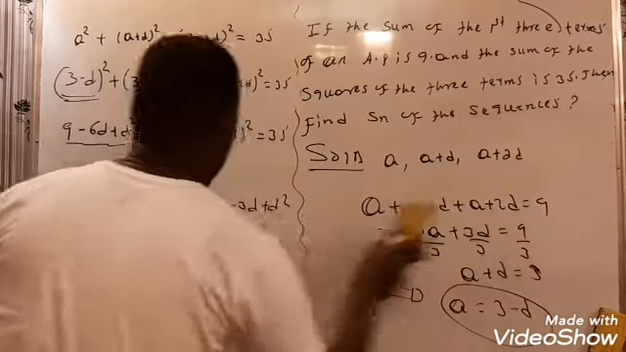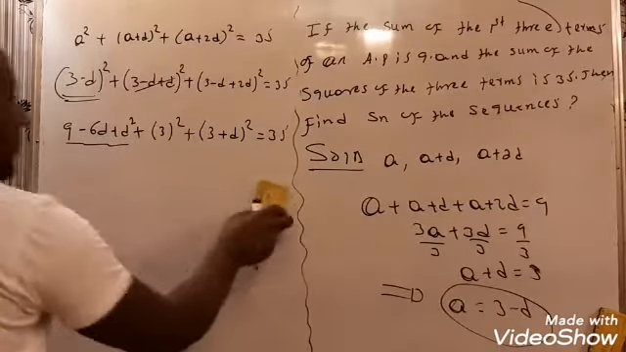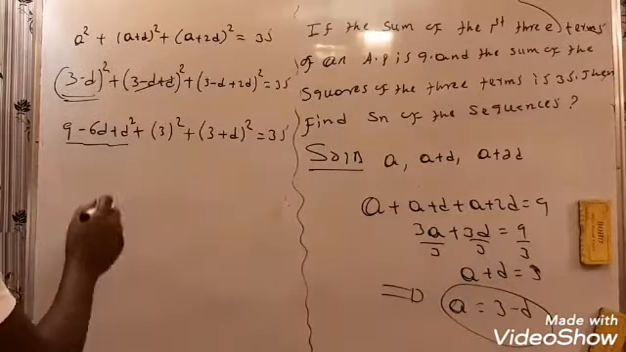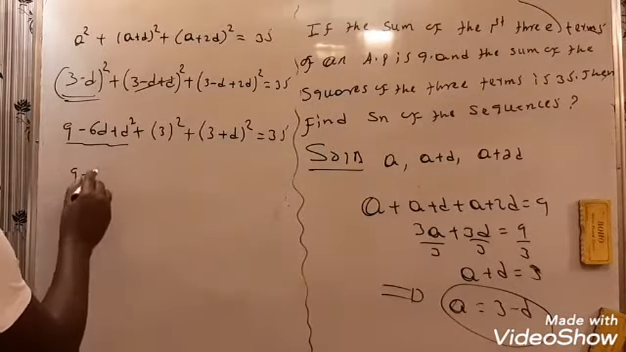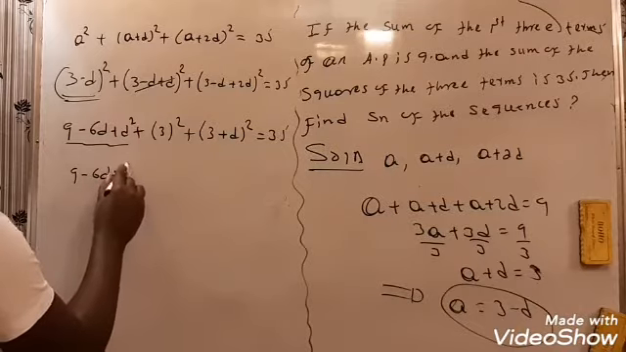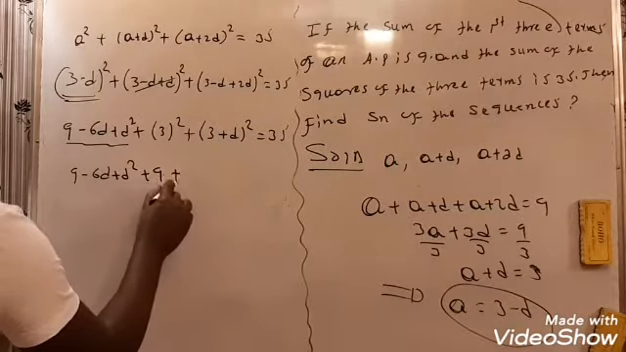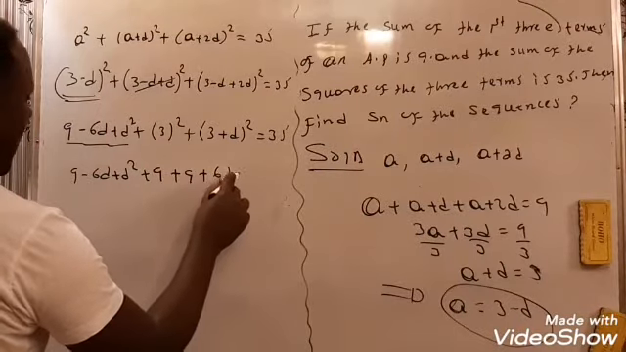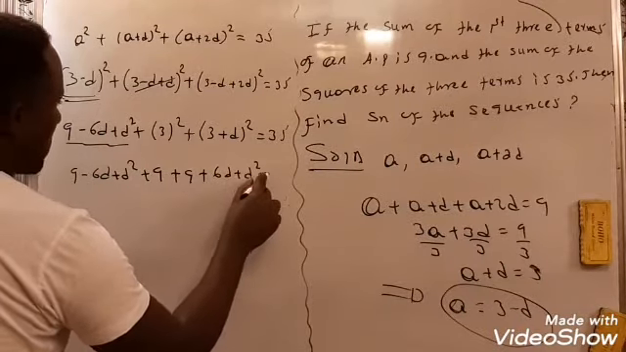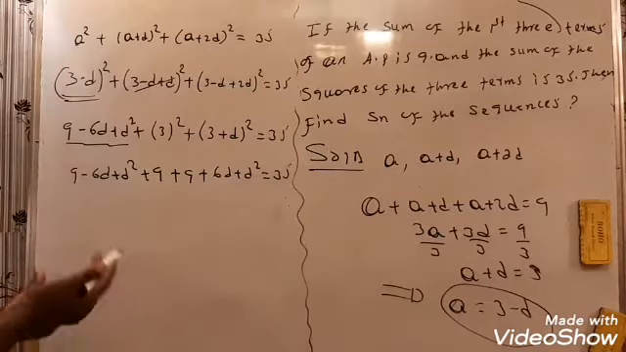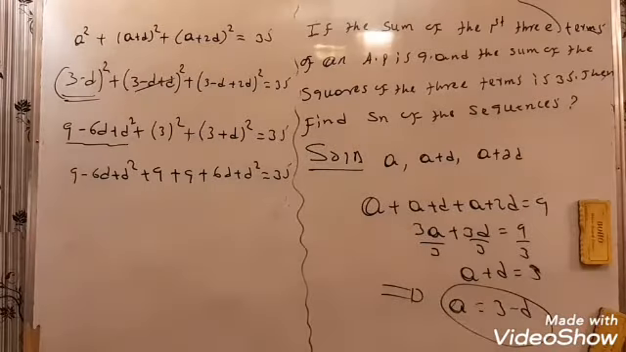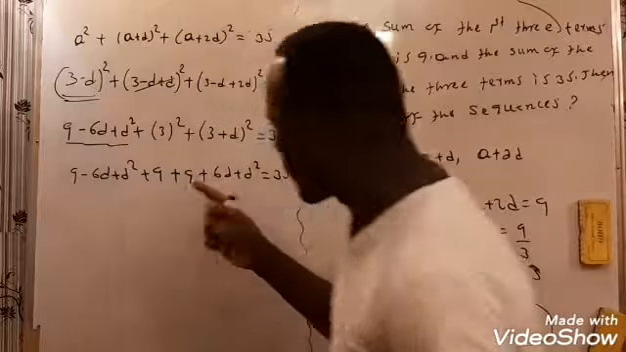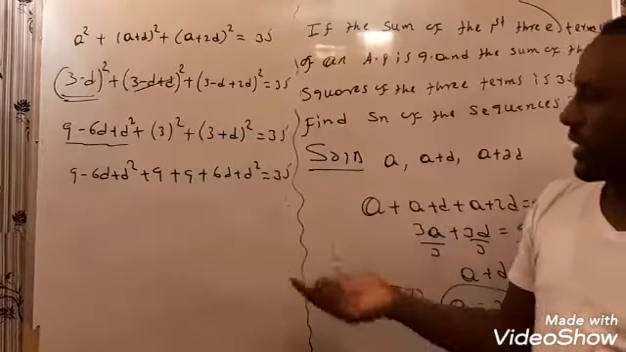So now this is exactly solved as 9 minus 6d plus d square plus 9 plus 9 plus 6d plus d square, which is equal to 35. Now let's collect like terms together. That means if you collect like terms together, what's left in general?